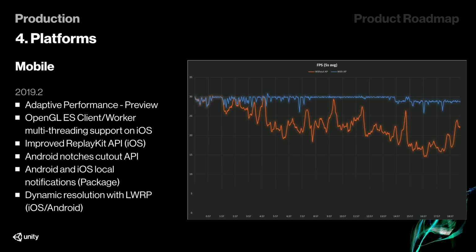We also have improved support for ReplayKit on iOS, and better support to get around all of the many, many different notches that mobile manufacturers are bringing out on Android, as well as local notifications if you're an app developer on iOS and Android as well. And dynamic resolution in the lightweight render pipeline is awesome for saving on the GPU because you're scaling your resolution dynamically, as it would turn out.